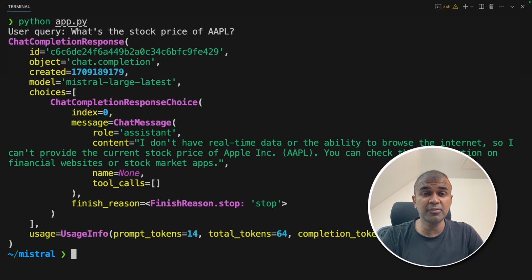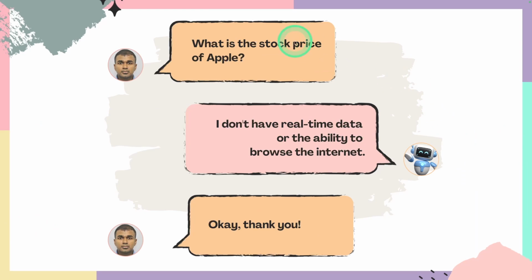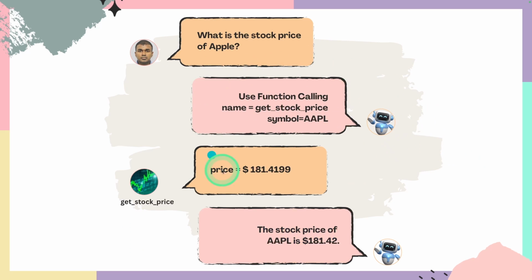So imagine you have an application which can generate stock price in real time. Then you can integrate that with the Mistral model to get an accurate response. Now we are going to do that. So we just saw without function calling, when we ask a question to the large language model, it responded with I don't have real-time data. Now we are going to add function calling and get the accurate result. So this involves two additional steps. One is adding the tool. Another one is calling the tool or running the tool. We are going to see that with the example.